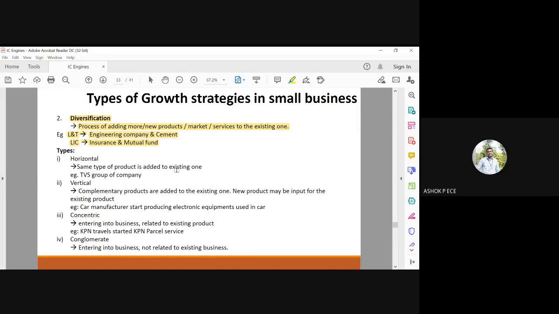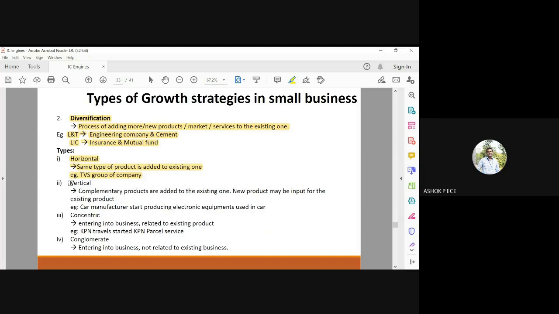So horizontal, same type of product is added to the existing one. You have what is called horizontal and vertical. Horizontal means the same type of product is added, so the newly found product will be almost similar to the existing one. Example, the TVS group of companies. They make only scooters. Assume they are going to make different varieties of scooters. Next one is vertical.